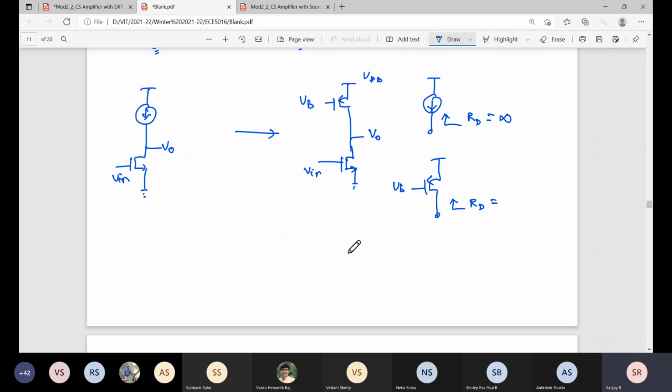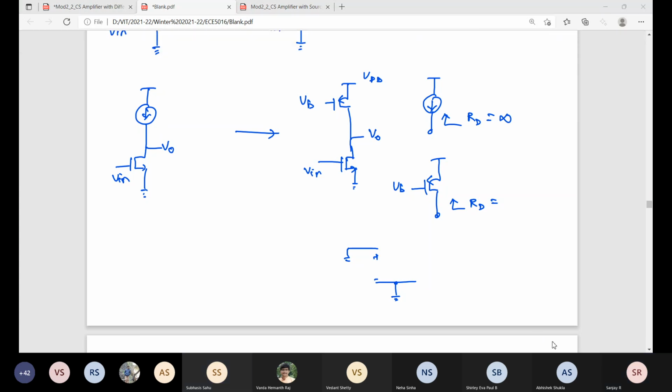Let me draw a small signal circuit. VB is grounded. Will GM VGS come? Here also it is grounded. Will the GM VGS current source come? What is VGS here? Zero. VGS is 0, so GM VGS won't be there. So what term will be there? Open circuit.